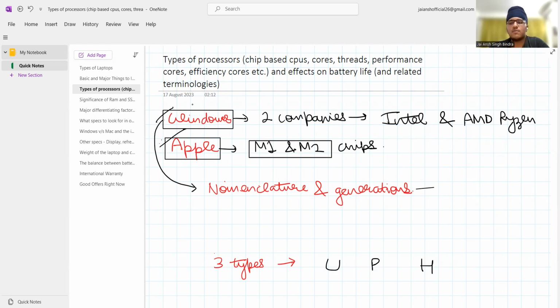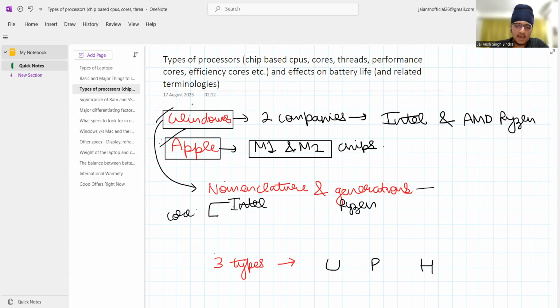So basically, what the nomenclature and generation means. Intel is one company and AMD Ryzen is another company. Intel typically names its chips. Core is the most famous chip. There are particular categories of chips in the Intel series, Core, Evo, but the most basic one you need to consider right now is the Intel Core.